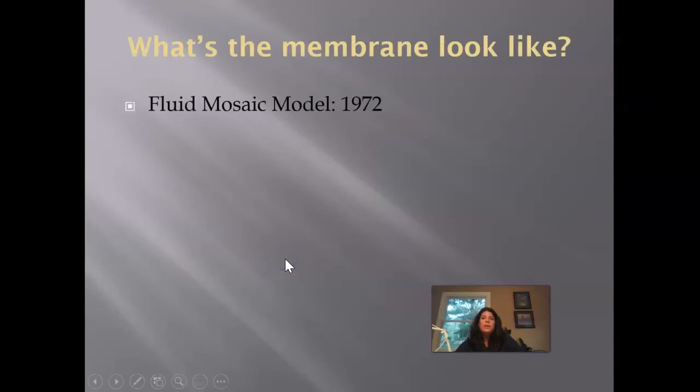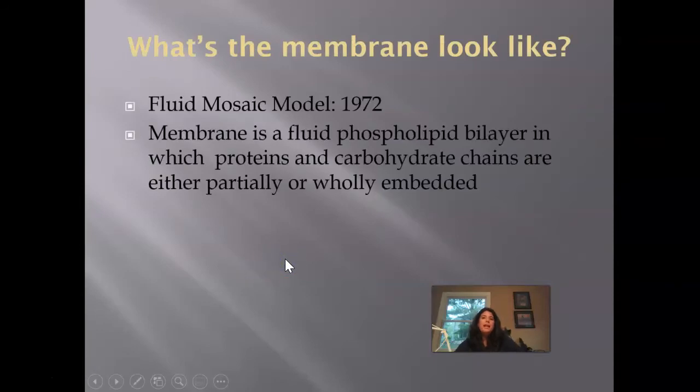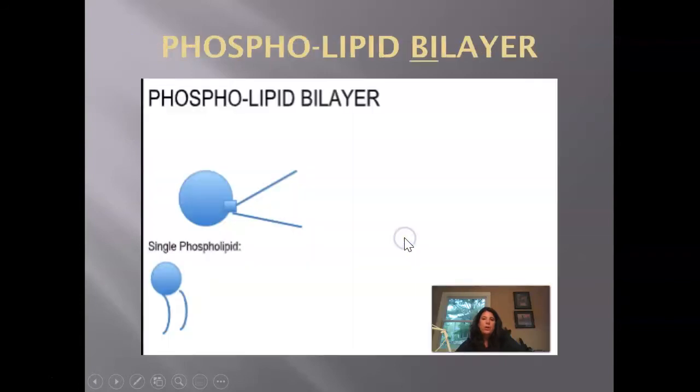So the question is, what does the membrane look like? Well, in 1972, they developed the fluid mosaic model, which basically says that the plasma membrane is a fluid phospholipid bilayer in which proteins and carbohydrate chains are either partially or wholly embedded. That is a mouthful, right? Phosphol what? What are we even talking about? Well, here's how this actually works.